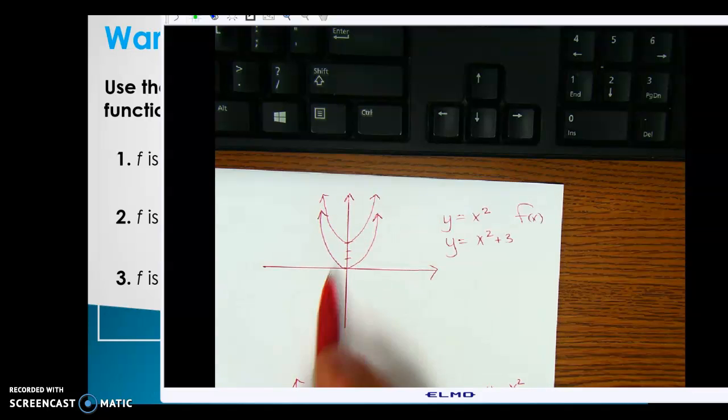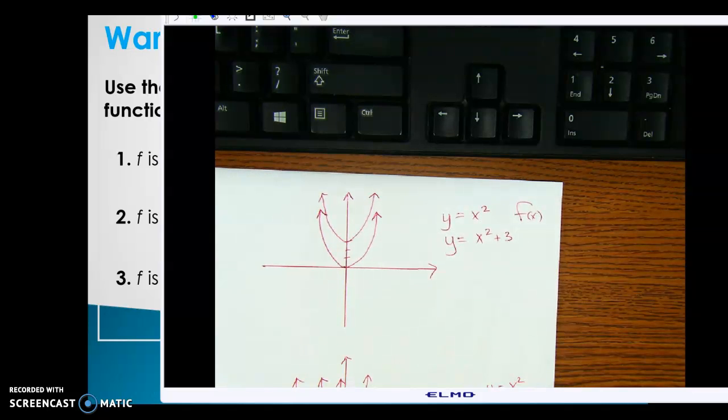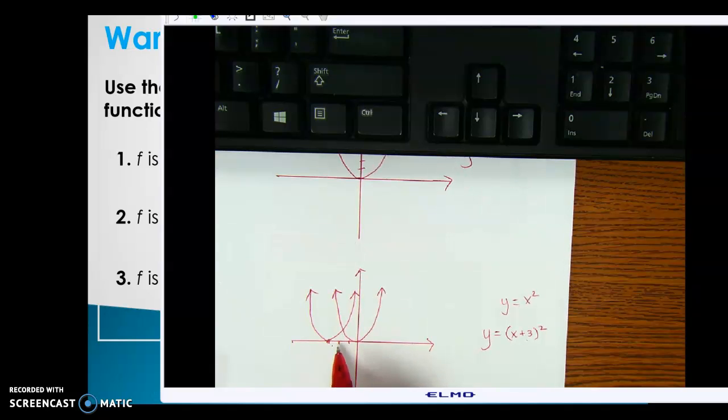Back up here, I went up 3. Sorry, I was supposed to go left 2. If I'd have gone left 2, it would have been right here. Sorry. Left 2 would look like this. Okay?